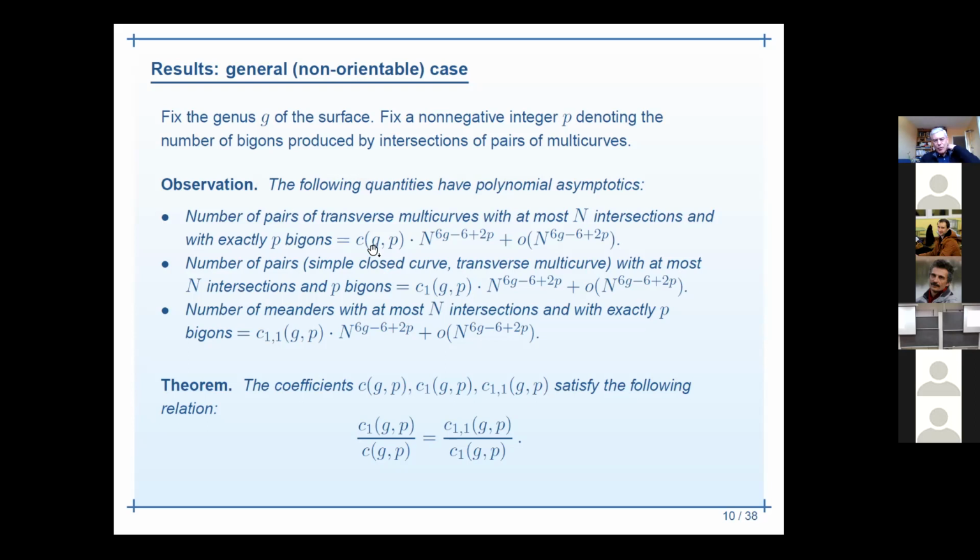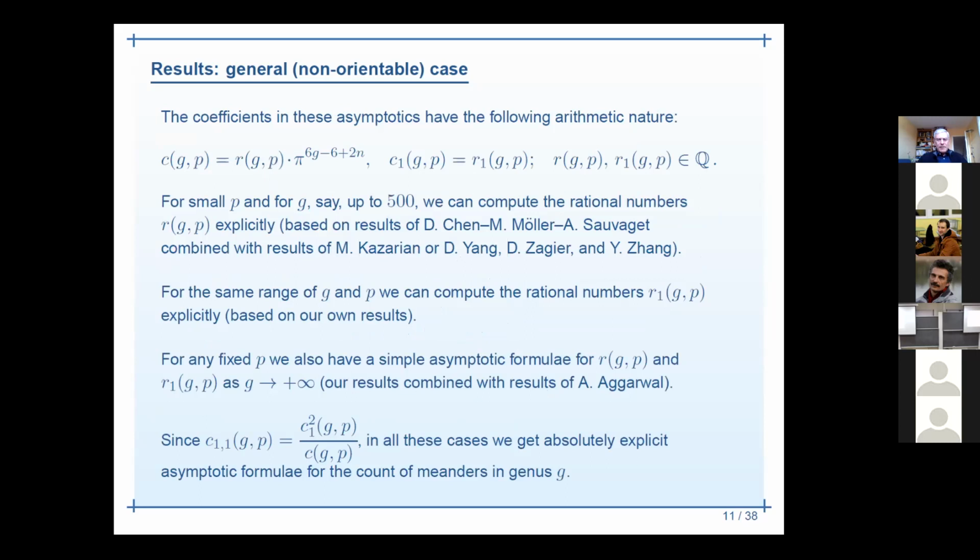Jumping ahead, these constants are related to the Masur-Veech volume of the moduli space of quadratic differentials in genus g with p poles. So it's the tangent space, cotangent, to M_{g,p}. I already made the confession, so I'm spoiling the pleasure of recognizing Masur-Veech volumes in all these guys. But this constant is really a Masur-Veech volume. So its arithmetic structure is a rational number times pi to the power 6g minus 6 plus 2n. Now this C1 is just a rational number, and C11 is also a rational number.